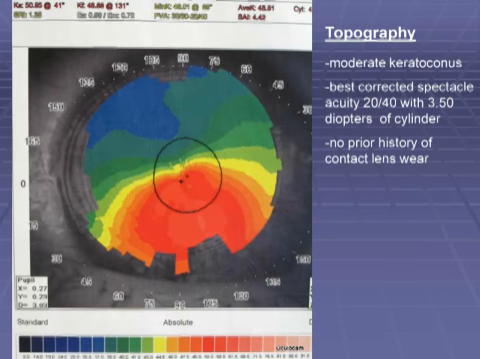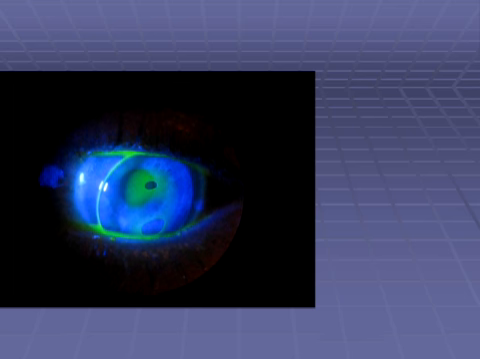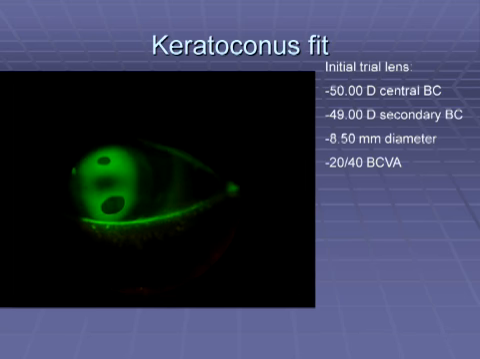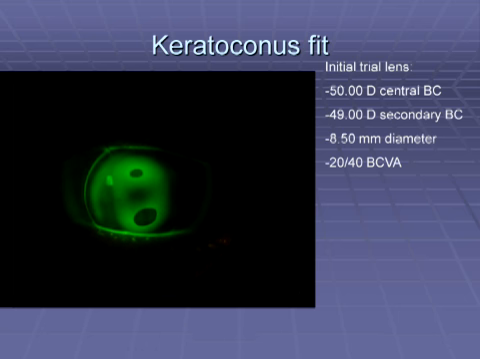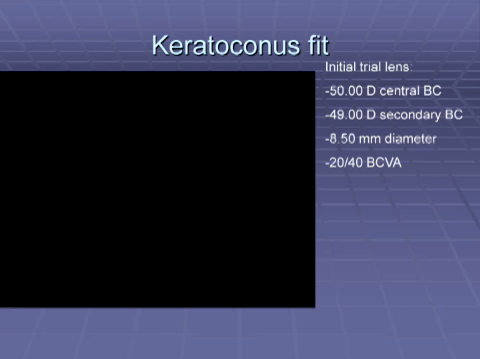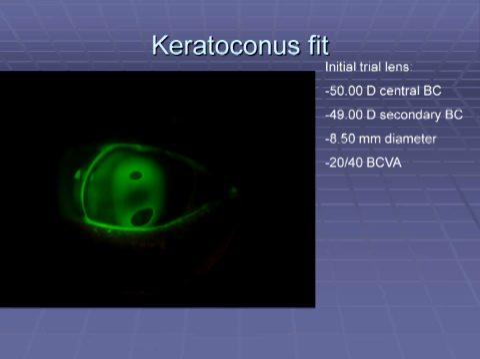As demonstrated by the topography, the patient has a moderately keratoconic cornea on the left eye. A specialty bicurve keratoconic design trial lens was selected based on the keratometry readings and topography according to the trial lens fitting guide suggestions. The lens parameters were a 50 diopter base curve lens with a 1 mm flatter secondary curve. The lens demonstrates adequate centration, but there is excessive central pooling, bubbles, and peripheral bearing. Over-refraction provided 20/40 best corrected acuity.